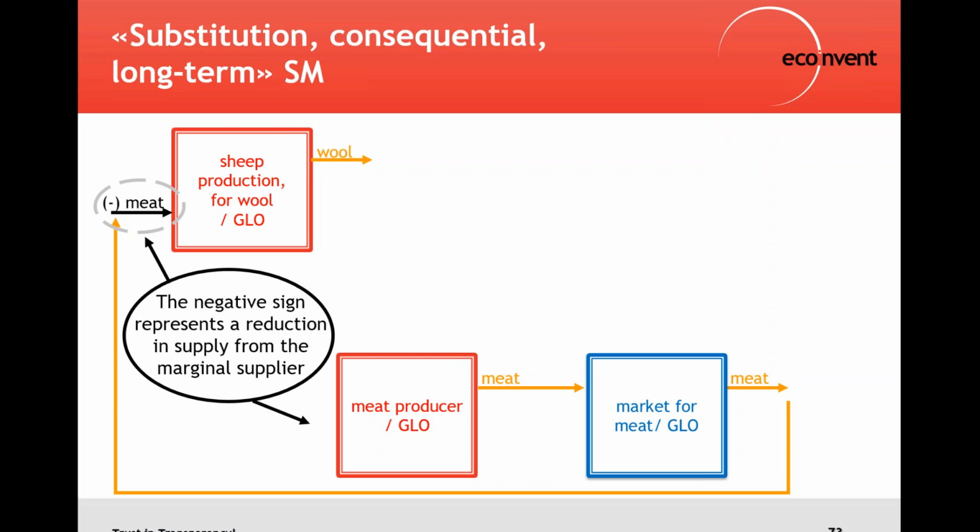But on the other hand, if we need an increase in the wool production, that will mean an increase in the meat production in this activity, which is producing wool as a main product. And this meat will displace the meat produced from the other activity, so reducing the needed supply from the marginal producer.